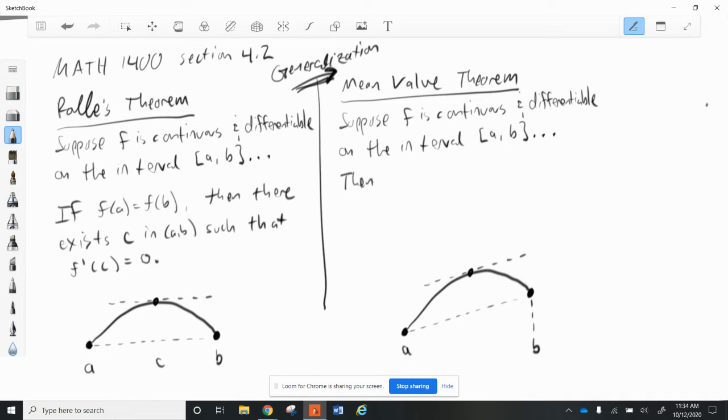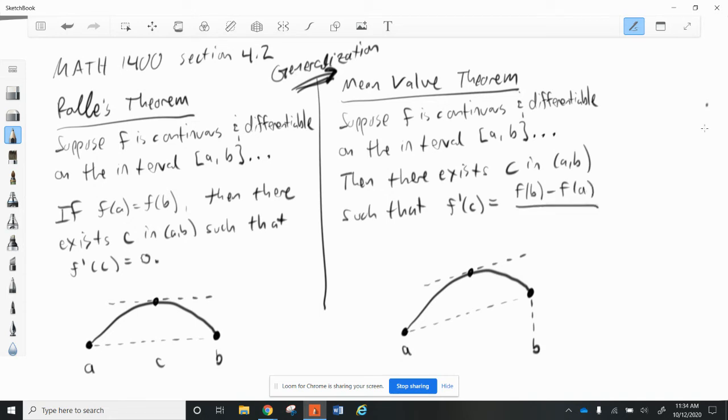Then there will exist a point c in that interval a to b such that the derivative of f at c is equal to the slope of the secant line between a and b, which if f of a was equal to f of b, then this difference quotient, the slope of the secant line, would be equal to 0, right? Because f of b minus f of a would be 0 if those numbers were the same number, right? Like 10 minus 10 or something like that. So that's how Rolle's theorem is a special case of the mean value theorem.